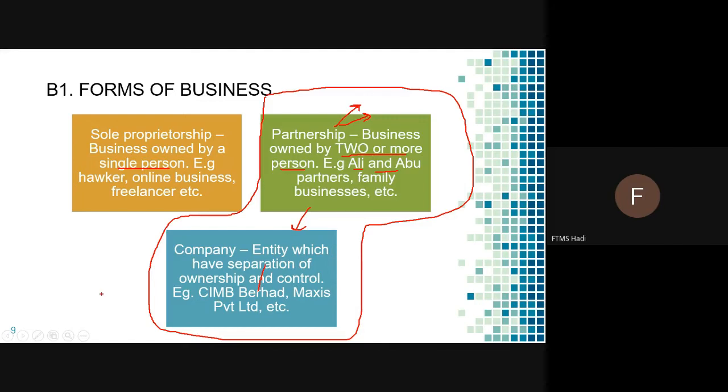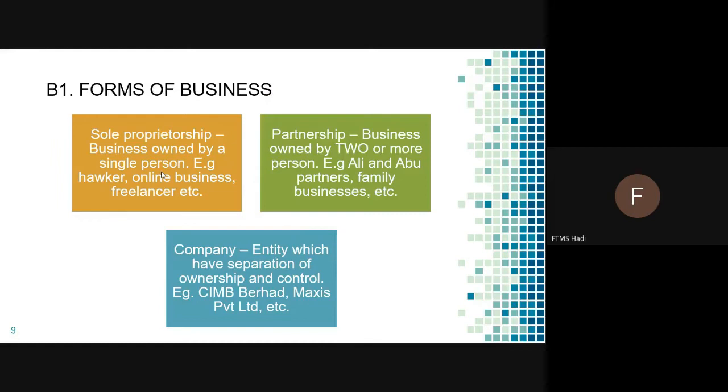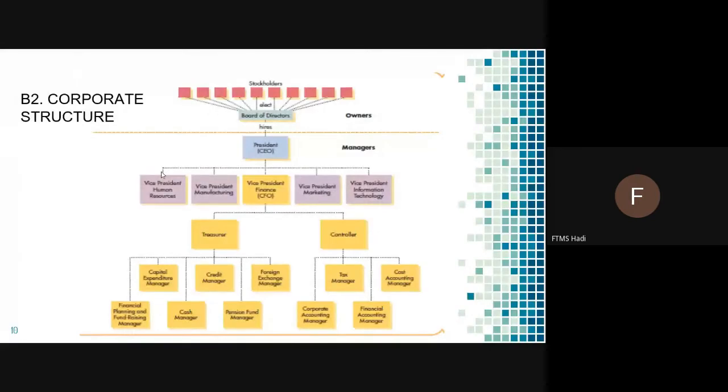So that means two different groups. One group is on ownership, that means investors. Another group is more on staff, that means management. So that is a difference between company and partnership. I come up with this corporate structure because I want you to know that management and ownership and control have two different dimensions. They are separated.